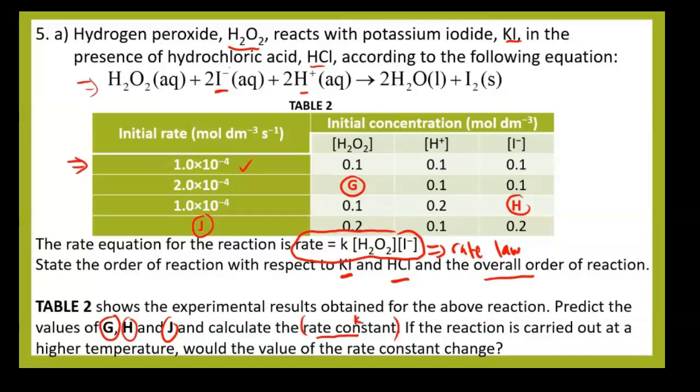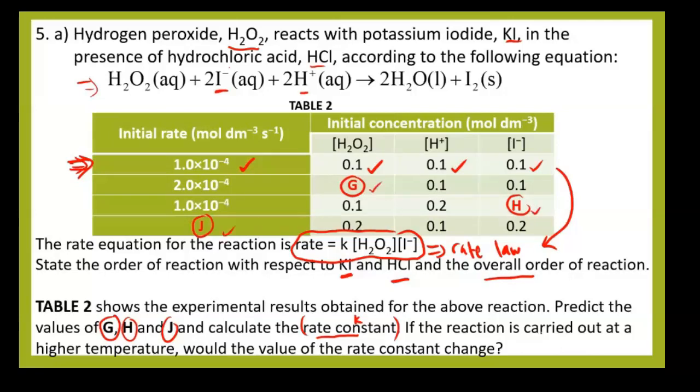How to find k, the rate constant? By using the first row of data given in the table. In this first row, they already give you the rate, the concentration of H2O2, the concentration of H plus and the concentration of I minus. They give you complete information. So you just substitute into this rate law and you will find k. When you already have k, it is easy for you to find G, H and J.